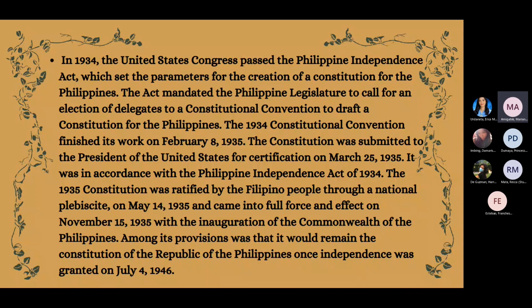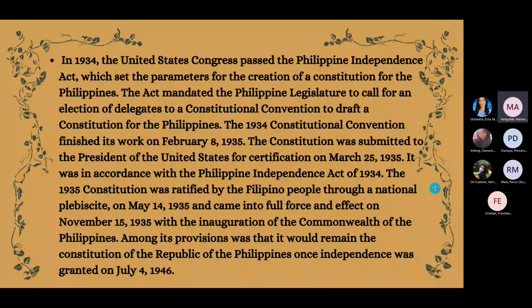In 1934, the United States Congress passed the Philippine Independence Act, which set the parameters for the creation of a constitution for the Philippines. The act mandated the Philippine legislature to call for an election of delegates to a constitutional convention to draft a constitution for the Philippines.